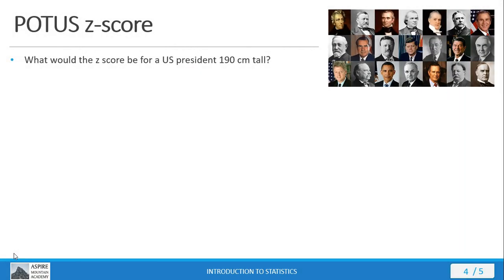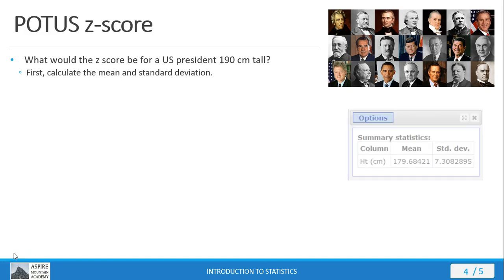Let's return to our POTUS dataset to see more about how z-scores can be calculated. What would the z-score for a U.S. president with a height of 190 centimeters be? Well, first we need to calculate the mean and the standard deviation. You cannot get a z-score unless you have mean and standard deviation. Inside StatCrunch, we can access the POTUS data file and find those statistics. When we do, this is what we get.